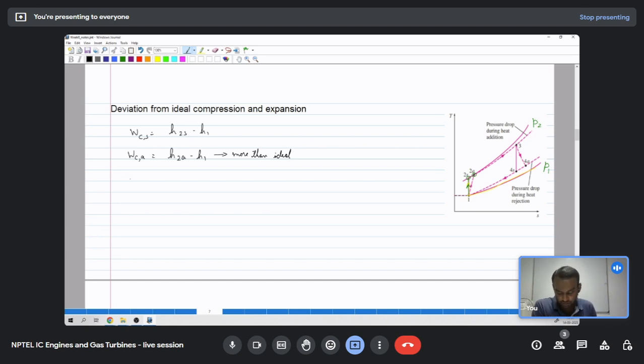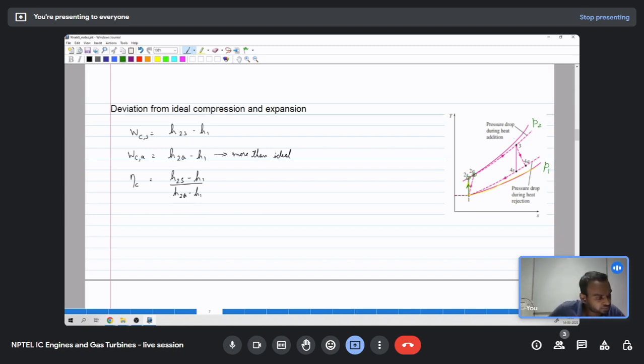Now I can define the efficiency of the compressor, that is the isentropic work that has to be supplied divided by the actual work that is supplied to the compressor. This accounts for the deviation from the ideal compression process.